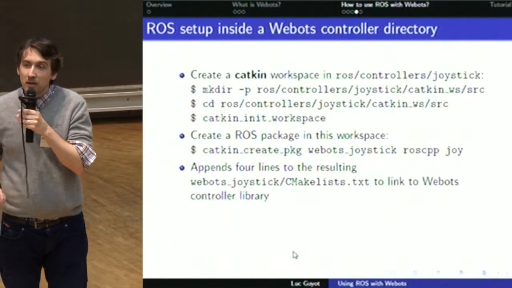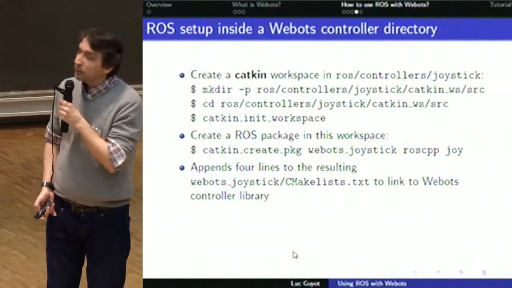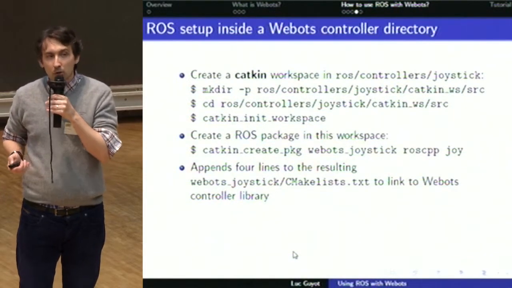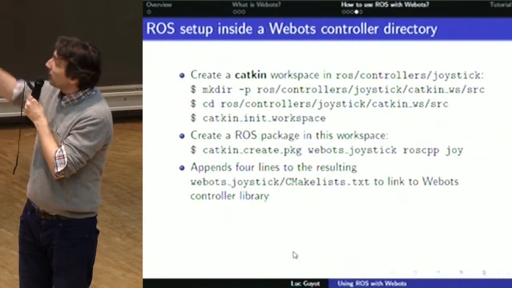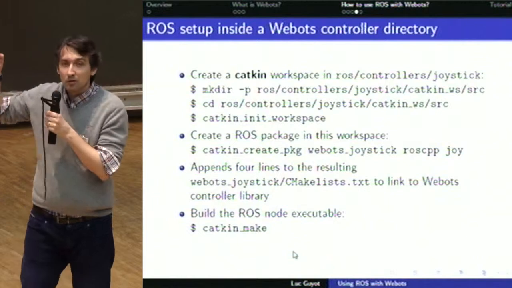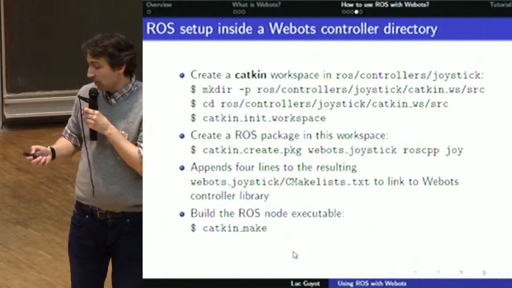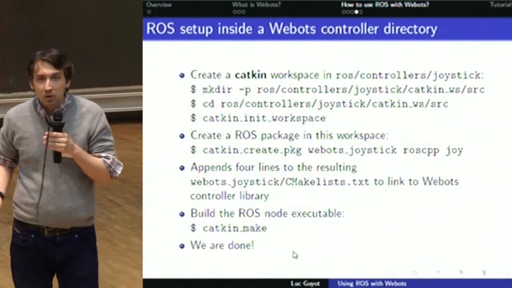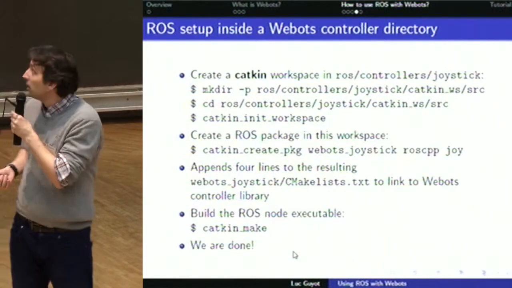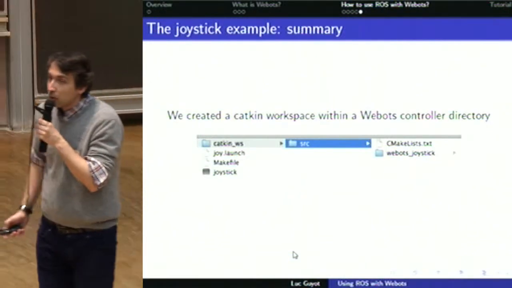When we did that, a CMakeLists file was automatically generated in the package, and you have to append a few lines to link the executable to the Webots controller library. Here we always add the same 4 lines to the CMake file. Then we go up in the Catkin workspace, type catkin make, essentially, and we are done. What remains is just to copy the executable, possibly renaming it, inside the controllers directory. And that's it.